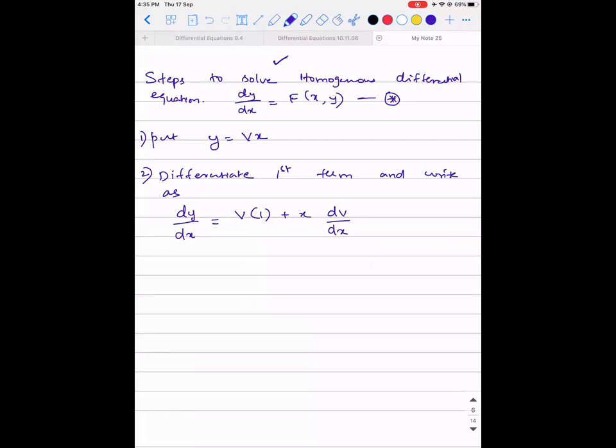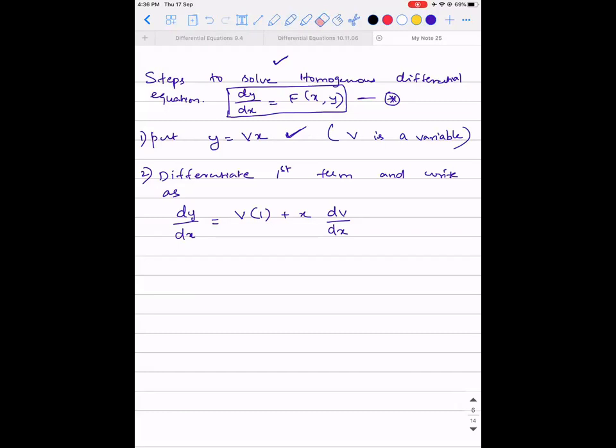Once you find that the given differential equation is homogeneous in nature, what are the steps that we are going to follow? So let's say dy by dx is equal to f of xy is the given homogeneous differential equation. The first step is we need to put y is equal to vx, where v is a variable. Have this in your mind.